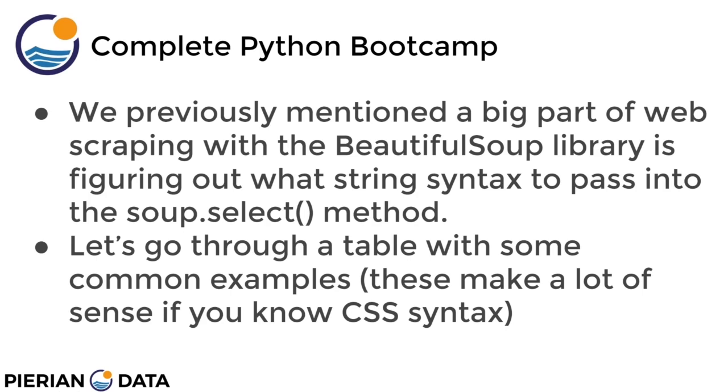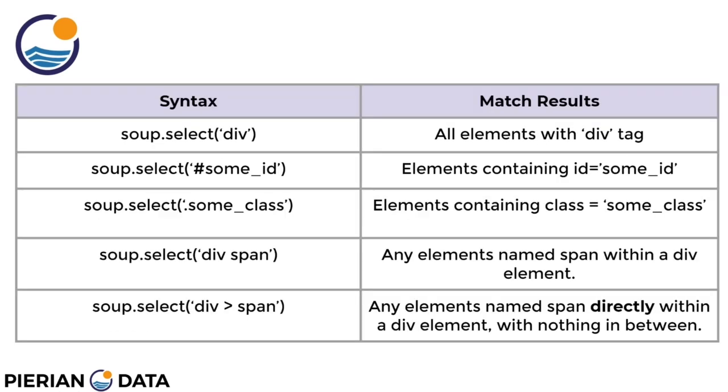So what I want to do is go through a table of some common examples, and these make a lot of sense if you already know the CSS syntax, since that's where the string syntax is derived from. This table on the left-hand side shows you an example syntax, and then the right-hand side describes what the matching result would be throughout that soup document. And this table is present inside the lecture notebook. So I just want to briefly go over these.